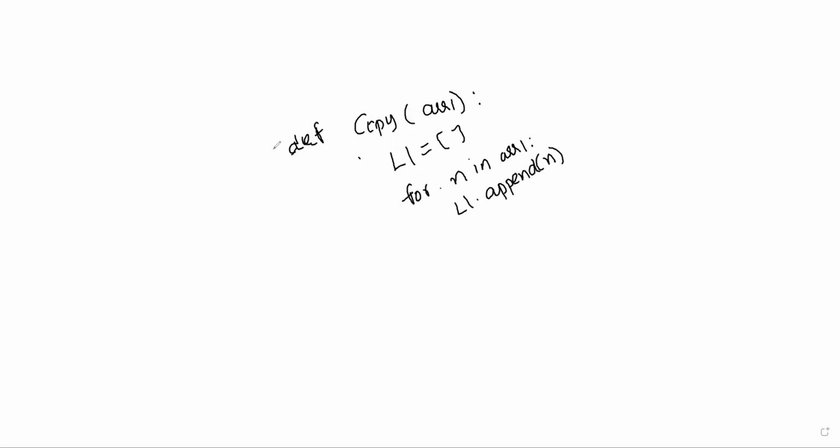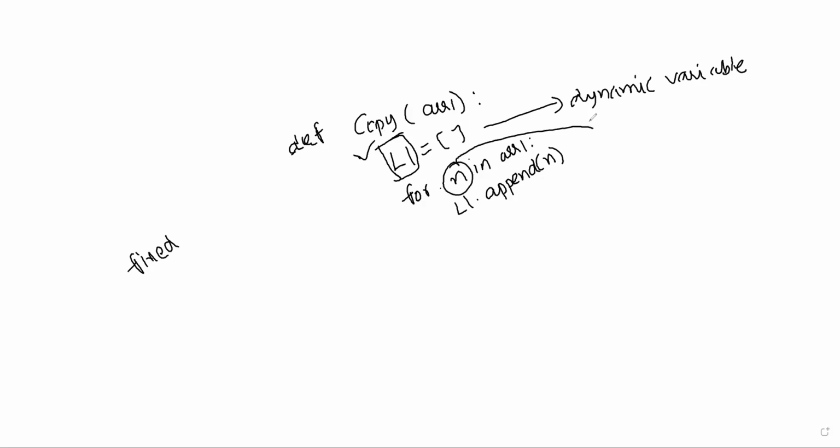Okay. So I've written a small function in Python. Now tell me, Arvind, is this L1 a fixed array, fixed list? How many elements can you store in this L1? Is this a fixed array? Raj, is this a fixed array, fixed list? No. So this is a dynamic variable. Agreed. N is a fixed variable.